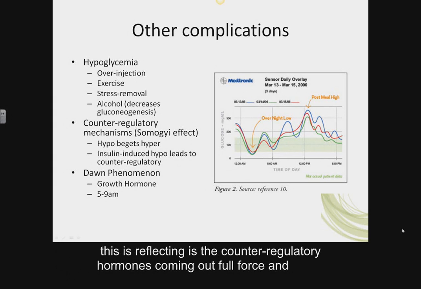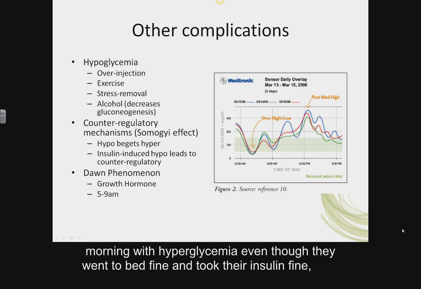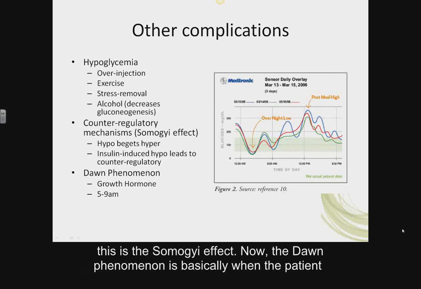What this is reflecting is the counter-regulatory hormones coming out full force and trying to mobilize glucose stores. So the patient will wake up aberrantly in the morning with hyperglycemia even though they went to bed fine and took their insulin fine. This is the Somogyi effect.